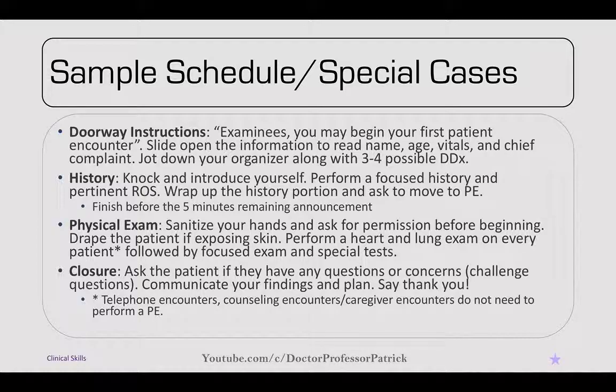Next, you're going to perform or ask to perform a physical exam. You're going to want to drape the patient if they've got any exposed skin and remove any gowns that they have. And you're going to perform a heart and lung exam on every patient. And next, you'll follow up with a focused exam and special tests. So if they have a musculoskeletal complaint, you can do a full neuromuscular exam for that particular joint, as well as the heart and lungs that you would always do.